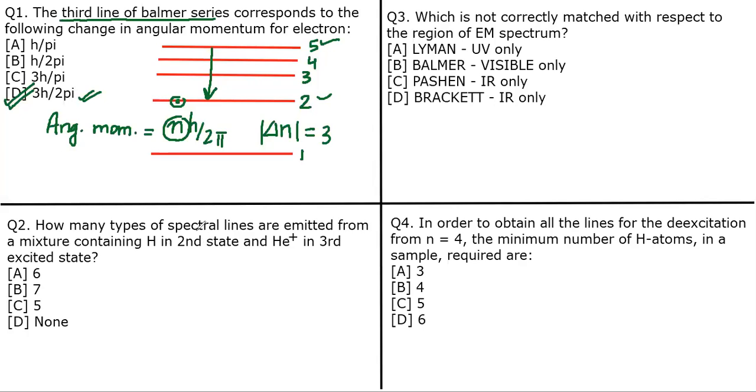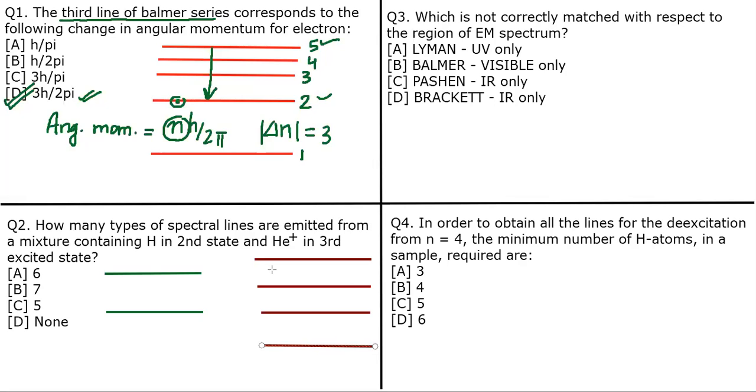It is saying how many types of spectral lines of photons you can call are emitted from a mixture containing hydrogen in second state and helium in the third excited state. So let us visualize where the atoms are. See, this is, let's say, for hydrogen, right? So hydrogen is present in the second state, and let's see for helium. Helium is present in the third excited state. That means it is present in the fourth state. So let us now individually count all the photons and then see how we can go ahead.